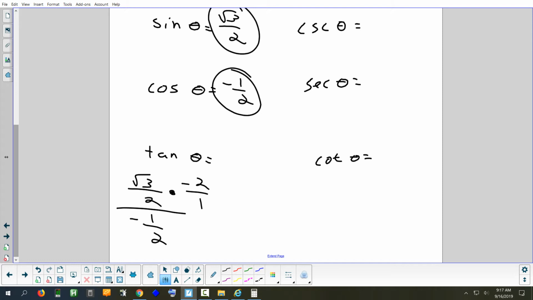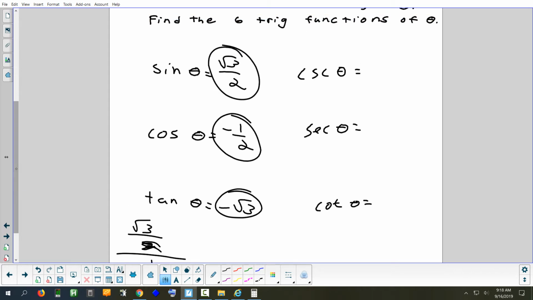So I don't even flip it and multiply. I just go like this. 2, 2, those are gone. And all we're left with is the square root of 3 divided by negative 1, which is the negative square root of 3. And that's my tangent. Okay, any questions how I figured out my sine, my cosine, or my tangent?